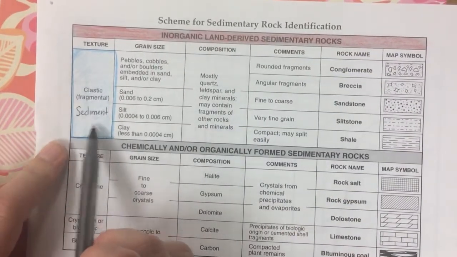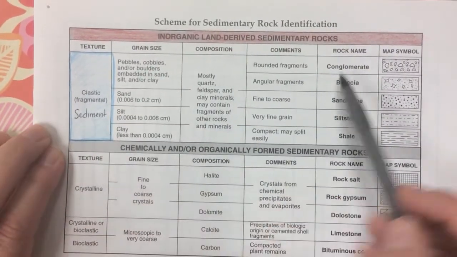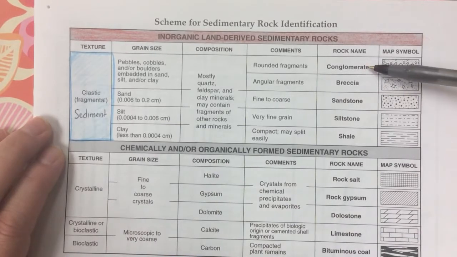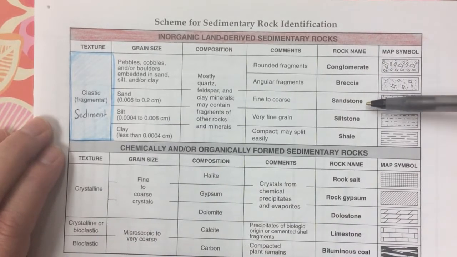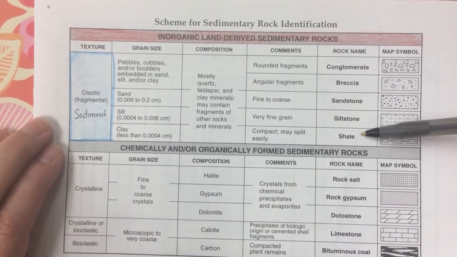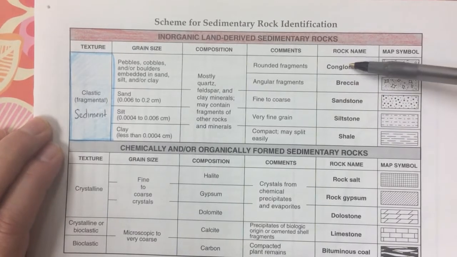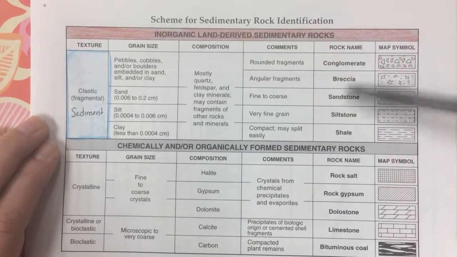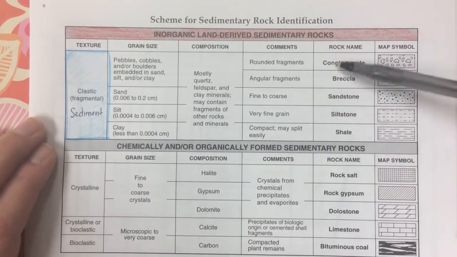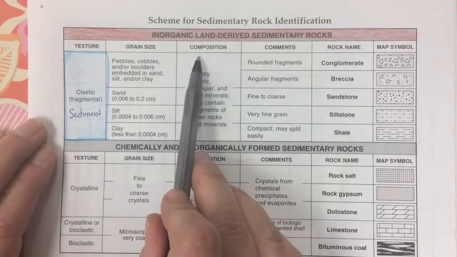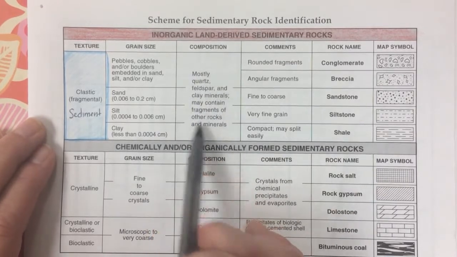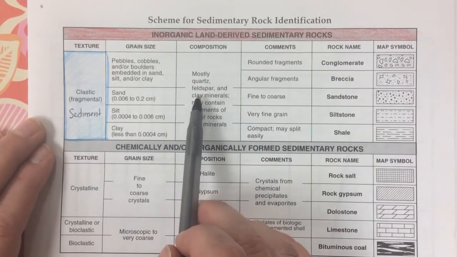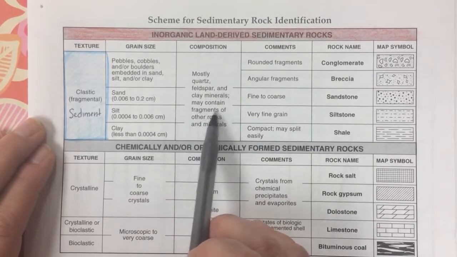So you have your clastic texture, and here are your clastic sedimentary rocks. We have conglomerate, breccia, sandstone, siltstone, and shale. So now the problem here is, okay, you have all of these different rock names, so what are they made out of? What they are made out of is going to tell us what they are. So we come to the composition. Oh my. It all has the same thing. They're all made of mostly quartz, feldspar, clay minerals, and may contain fragments of other rocks and minerals.